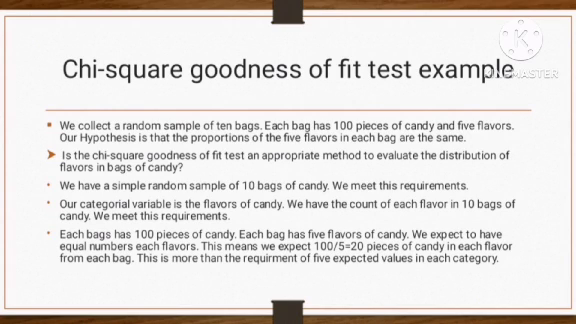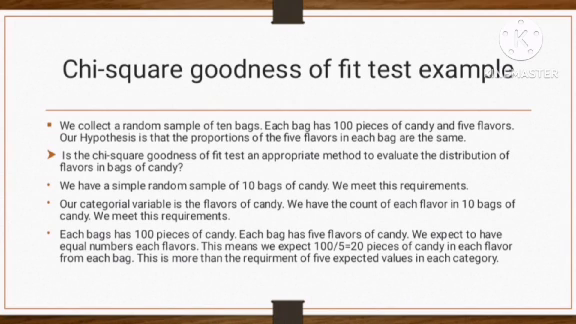Is the chi-square goodness of fit test an appropriate method to evaluate the distribution of flavors in bags of candy? So we have a simple random sample of 10 bags of candy. We meet these requirements. Our categorical variable is the flavors of candy. We have the count of each flavor in 10 bags of candy.